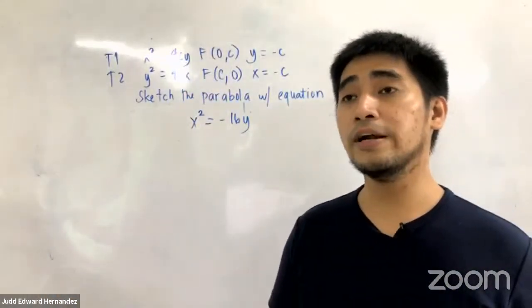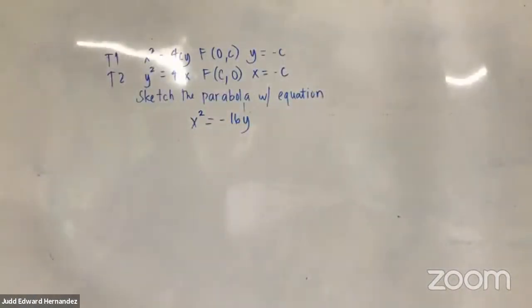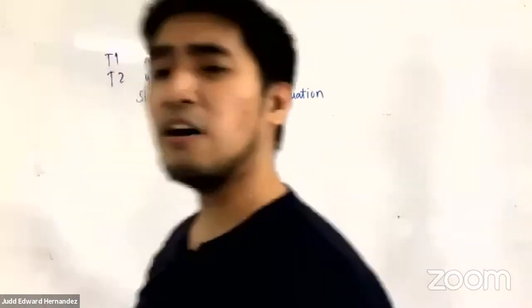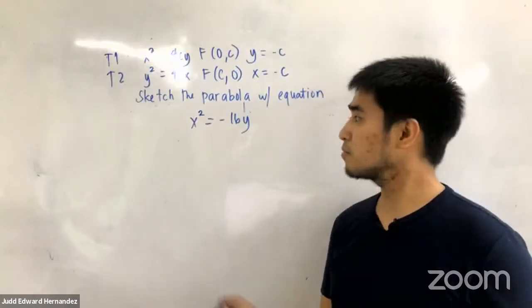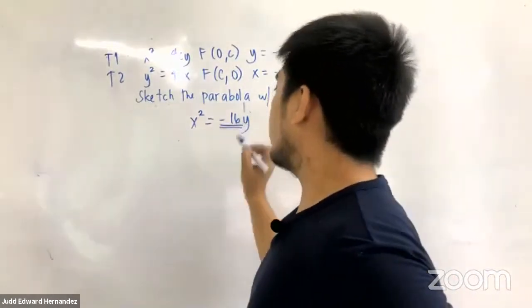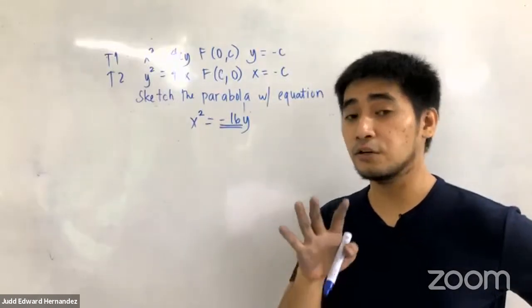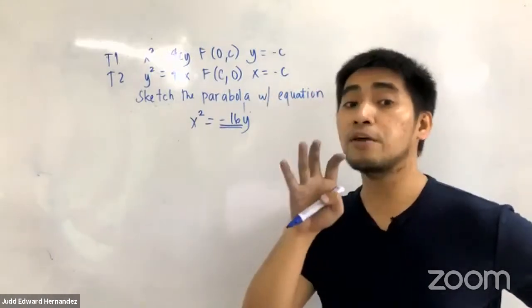Where does this parabola open? Saan daw bubukas yung parabola natin? Downward. Bakit downward? Kasi negative yung right side. Okay, very good. So, nag-gets nyo na ngayon kung saan bubukas yung parabola natin.